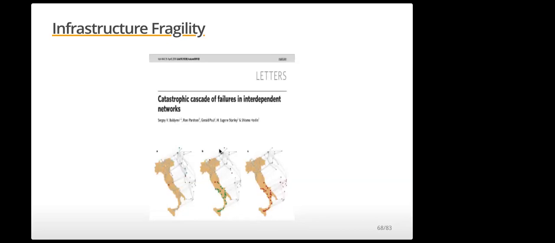Catastrophic failures in the power grid: this is the Italian power grid, which actually failed. And you see the multi-layered effects of failure. When the power grid fails, the metro fails, the banking system fails. So you start seeing avalanches of failures across networks, what we call multi-layered networks.